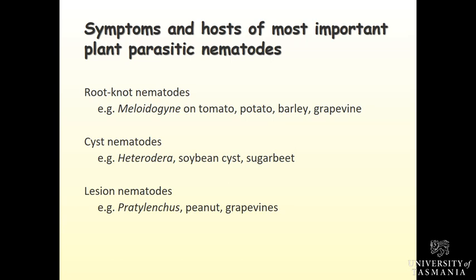The lesion nematodes just punch holes in roots, cause small lesions, and invade internally in the roots and actually damage the root function in that manner. Again, they tend to be the Pratylenchus species. And that's just a couple of examples, there's a huge range of crops that are affected by lesion nematodes.